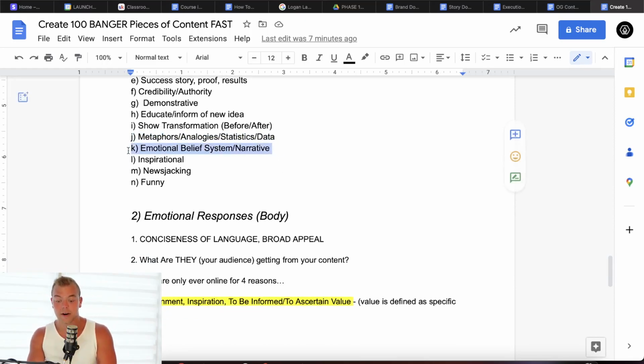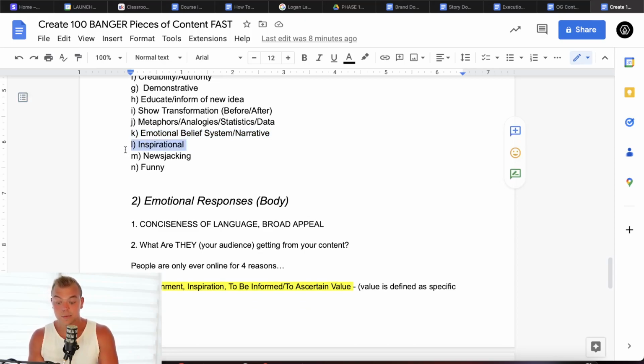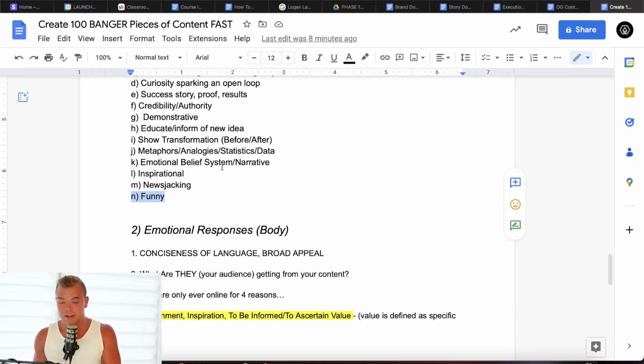Emotional belief system or narrative, right? You could see this all the time in terms of political stuff, right? They're leading with a narrative that people like or dislike, right? For example, you lead with something about border control, right? Just any topic where people are emotionally charged, right? Inspiration, pretty self-explanatory. How does this inspire someone? Newsjacking, how do current events serve what you're talking about right now? And then last but not least, funny. People love to laugh and to be entertained. Most people on the internet are just there to be entertained, right?